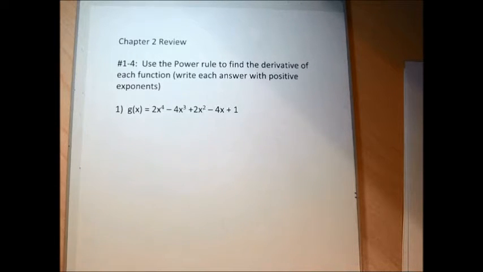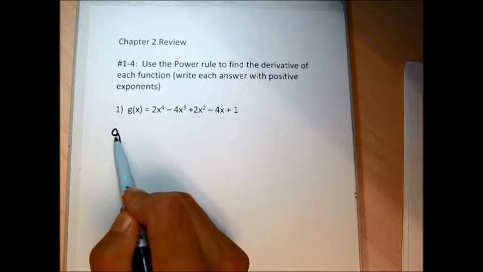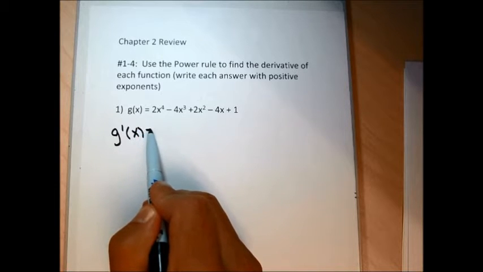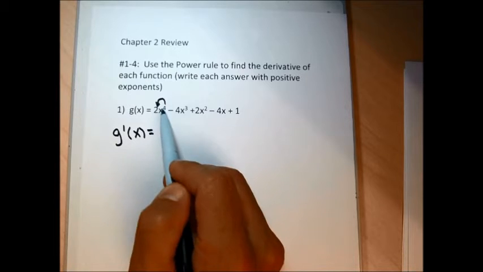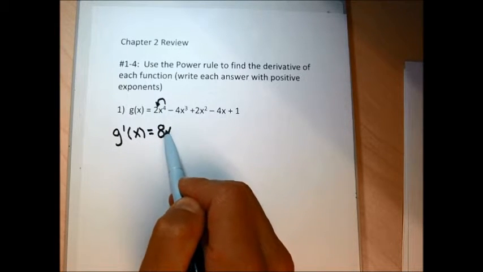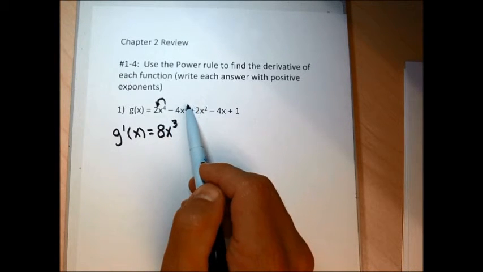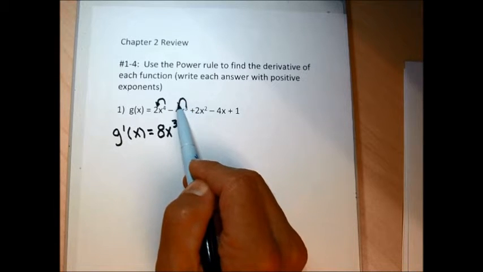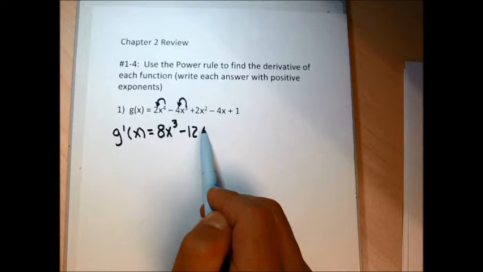So using the power rule, that's just multiplying the exponent by the coefficient and lowering the exponent by 1 to find the derivative. And this I can do in my head. So for the first term, I'm going to multiply the 4 times 2 and get an 8, and lower the exponent by 1 and get an 8x cubed for the first derivative. The second term, I'm going to multiply the 3 times the negative 4 and get a negative 12, lower the exponent by 1 to x squared.